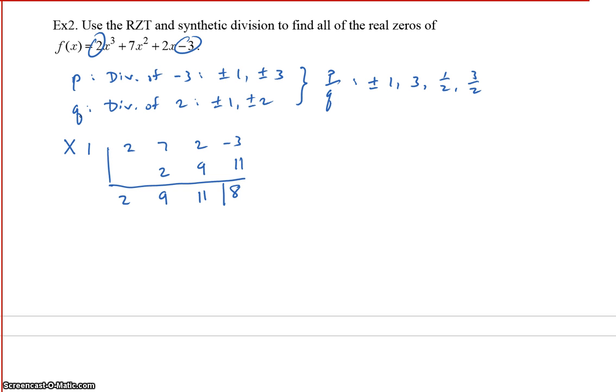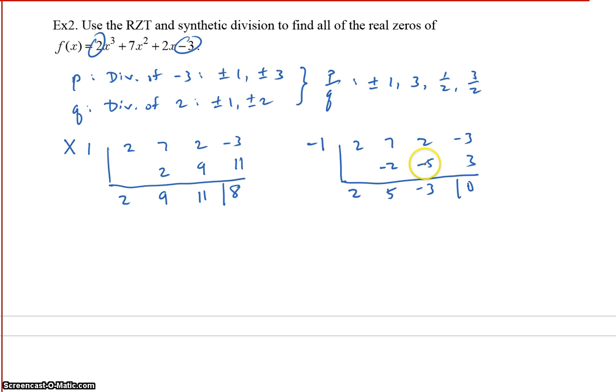Now you can see obviously we have some limitations with this approach because we have to repeatedly use synthetic division. But let's just try another one and see if we can find one that works. If I use negative 1, again I'll just list my coefficients 2, 7, 2, and negative 3. Bring down the 2, multiply by negative 1, add 5, multiply by negative 1, add negative 3, multiply by negative 1, add 0.